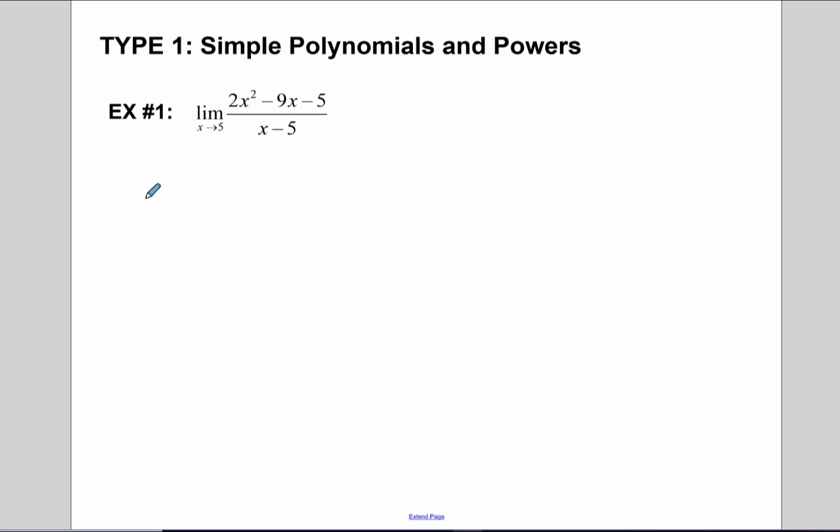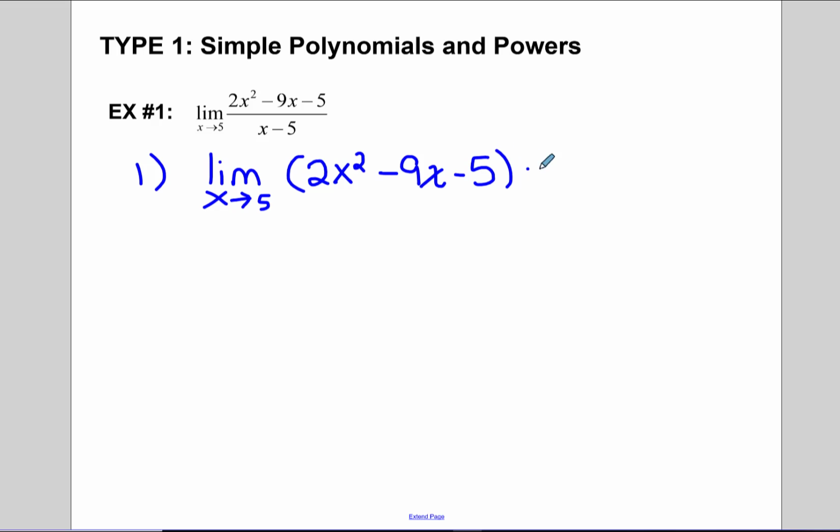So the very first thing I always want to do is try direct substitution. I'm going to try by direct substitution. If I put a 5 in there and square it, multiply 9 times 5, and then subtract 5, I'm going to get 0. So I'm going to try that out first and get 0.